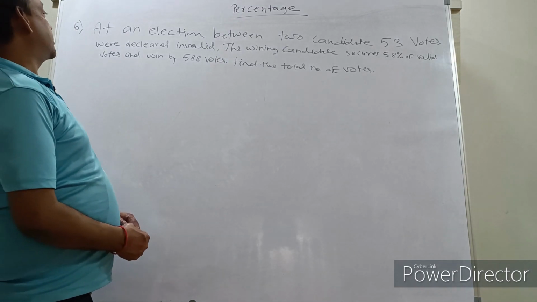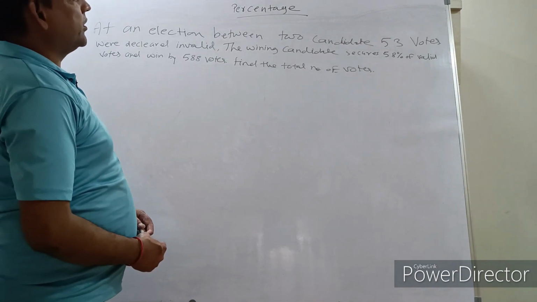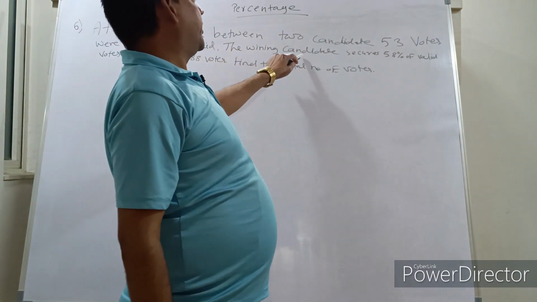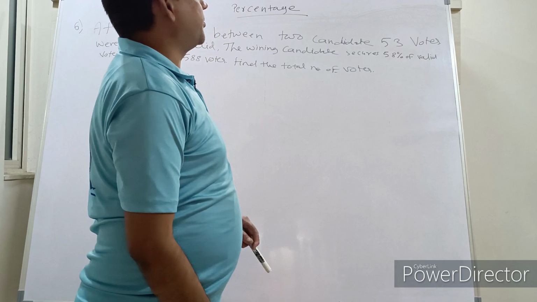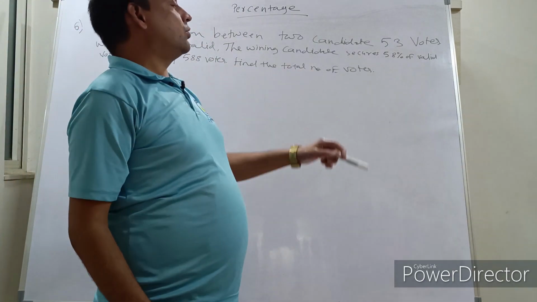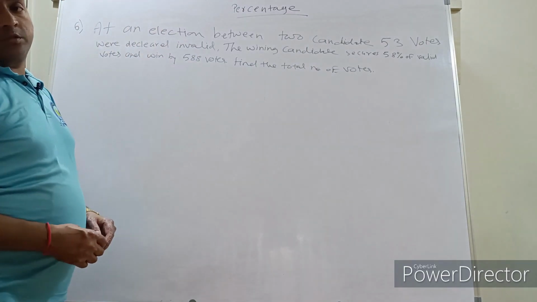Okay, the next one is: at an election between two candidates, 53 votes were declared invalid. The winning candidate scored 58% of the valid votes and won by 588 votes. Find the total votes. Okay, total number of voters.